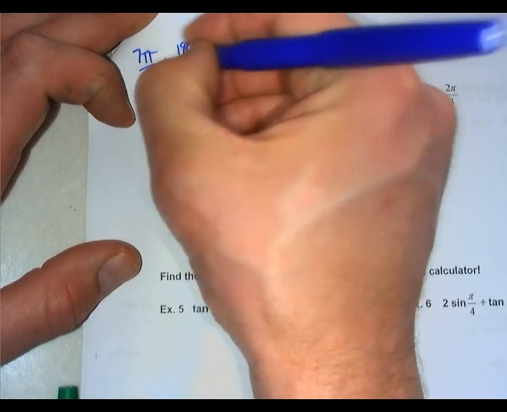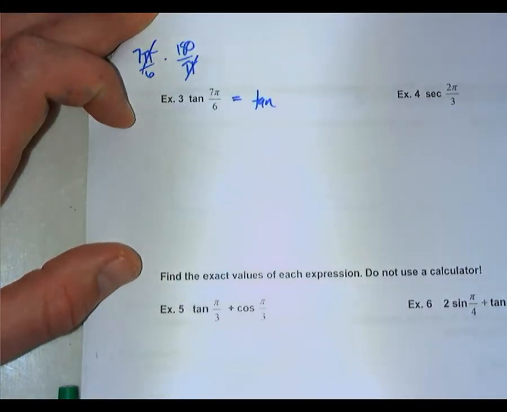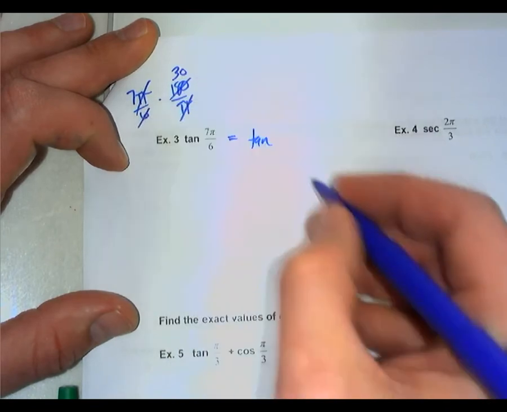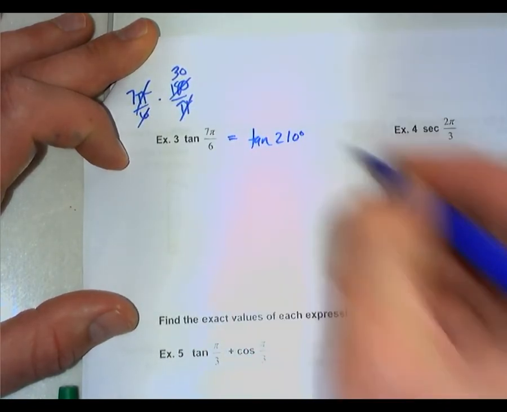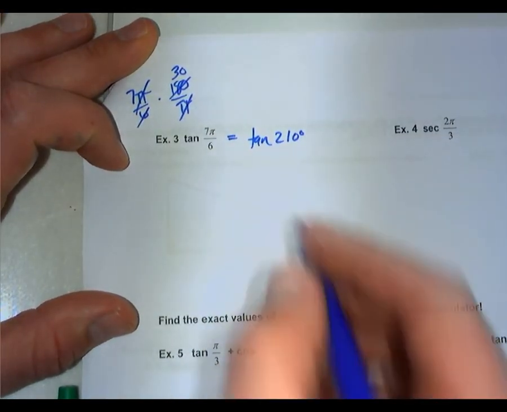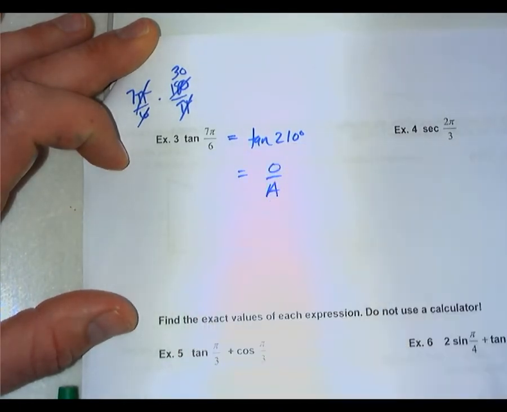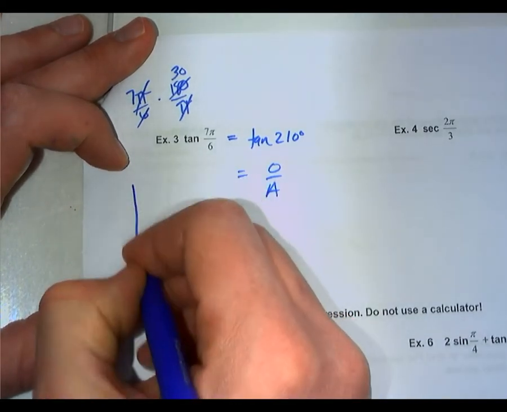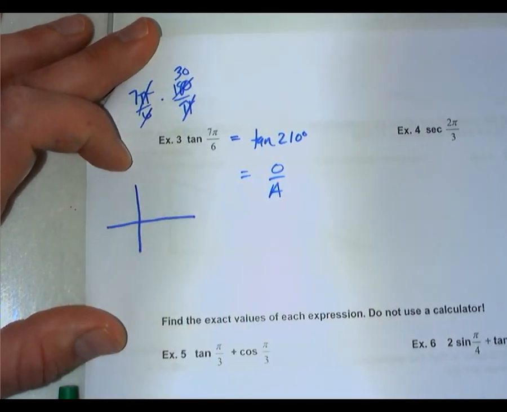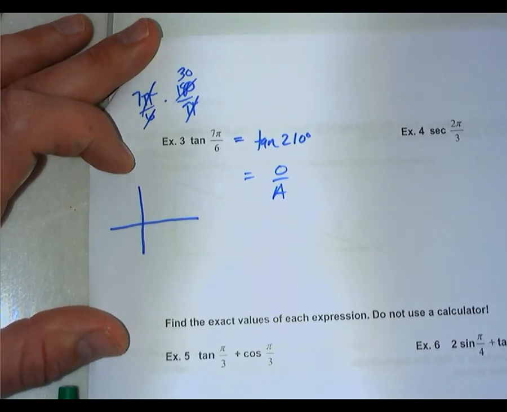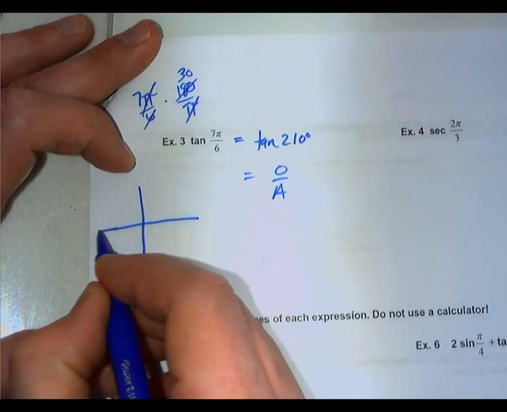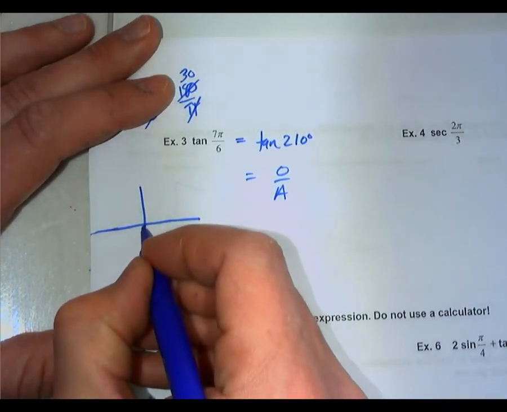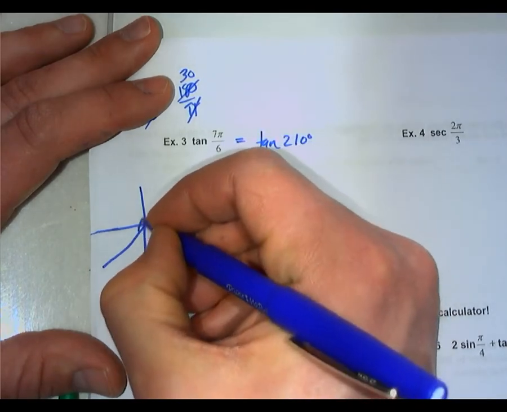Multiply by 180 over pi. Pi's cancel. 180 divided by 6 is 30. 30 times 7 is 210. Right? I want TOA, O over A. So, TOA. So off to the side, I make my little triangle. What quadrant am I in now? Where's 210? Quadrant 3, right? Is that what I heard? So this is 210 here, guys.